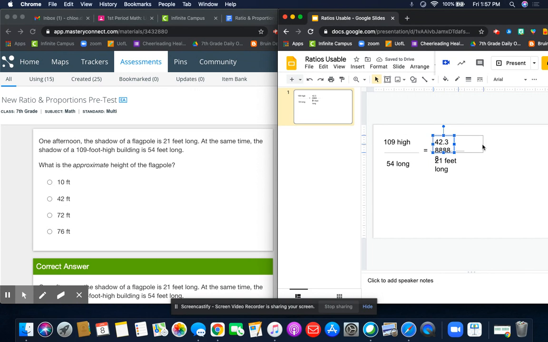It says approximate it. So I look at my answer choices. Which of those is close to my answer? 42 is about the closest, so I'd say it's 42.